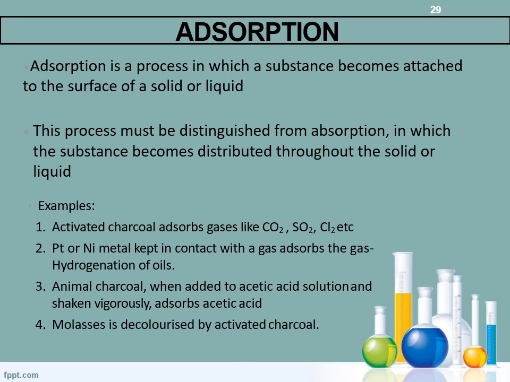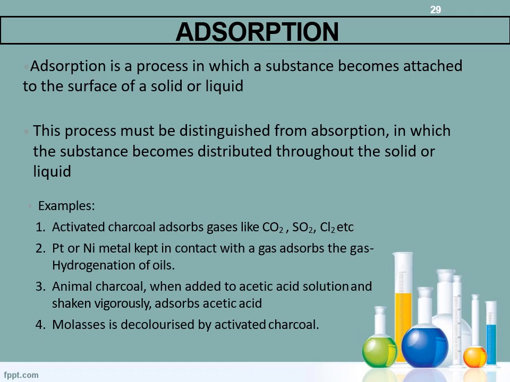Taking the example of the iron rod and rust, it is an adsorption process. The adsorption process is a process in which a substance becomes attached to the surface of a solid or liquid. There come the terms adsorbate and adsorbent. Adsorption is different from absorption. Absorption is when the substance becomes distributed throughout the solid or liquid, for example, the sponge that absorbs water.